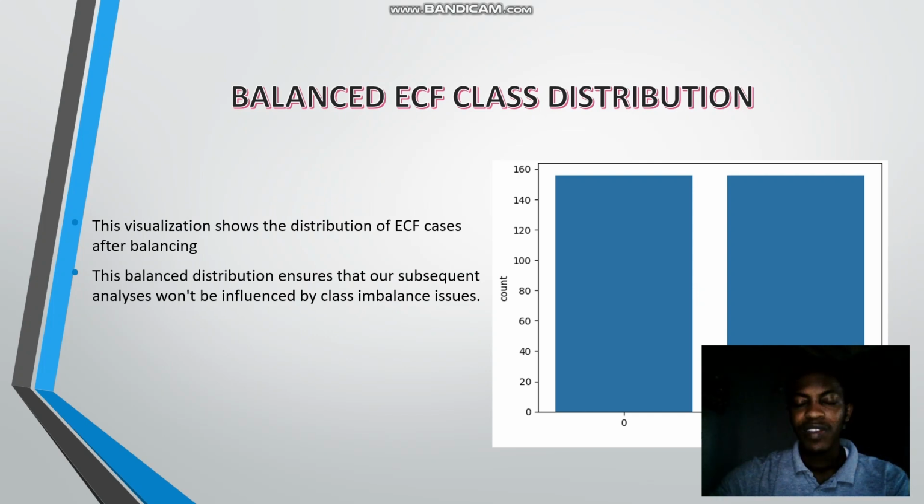Lastly, we're going to talk about the balanced ECF class distribution. As we observe in the visualization, the slide shows how ECF cases are distributed after balancing the dataset. Ensuring the balanced dataset is very important for reducing bias in machine learning models and improving prediction accuracy.